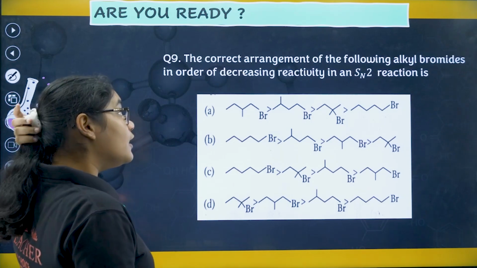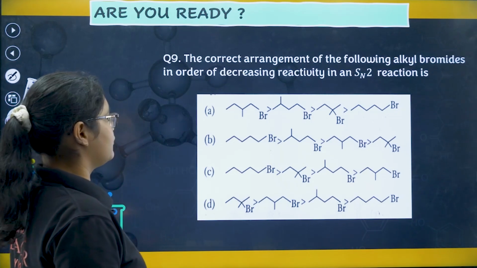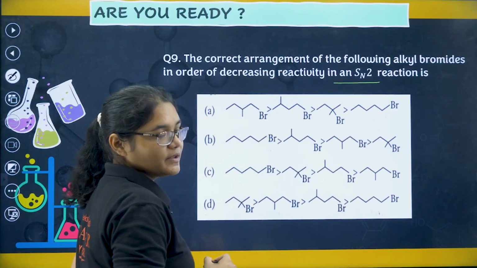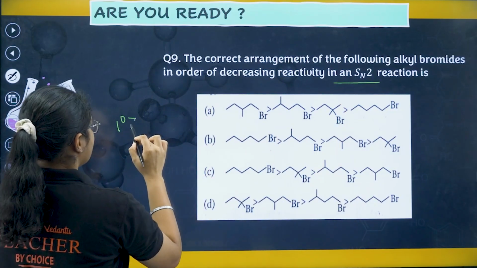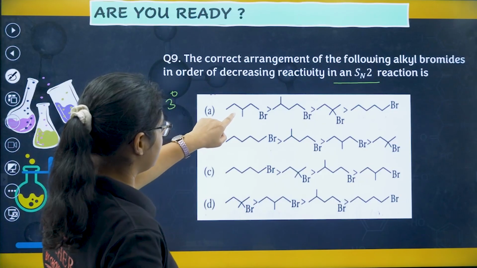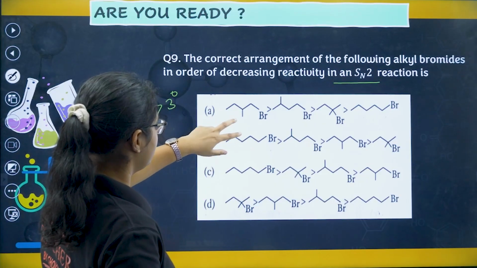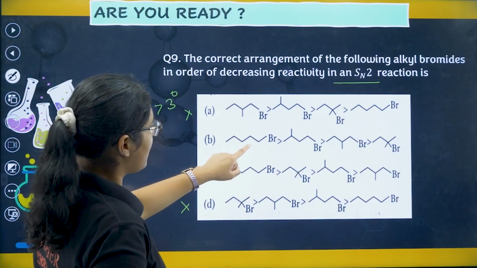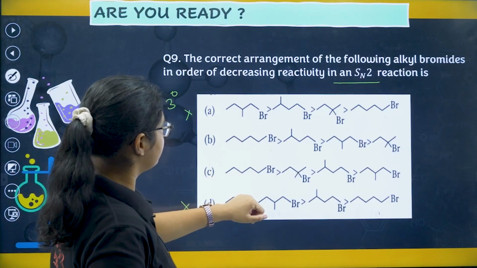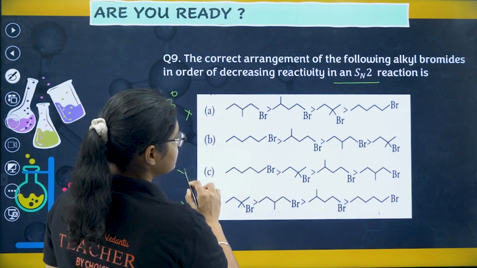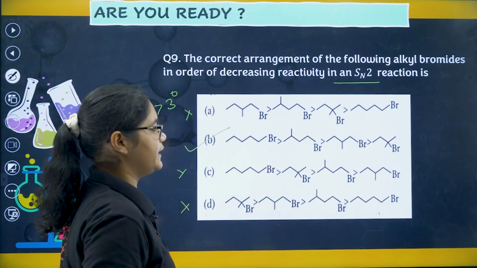Next, the correct arrangement of the following alkyl bromides in order of their decreasing reactivity in an SN2 reaction. So what is the order of SN2? 1 degree, 2 degree and then 3 degree. So I cannot find here 1 degree first, right? So this I can eliminate, and here it is 3 degree, I can eliminate. After 1 degree, I have here also 1 degree, here it is 3 degree. So this one will also not be there. So this will be the correct answer.